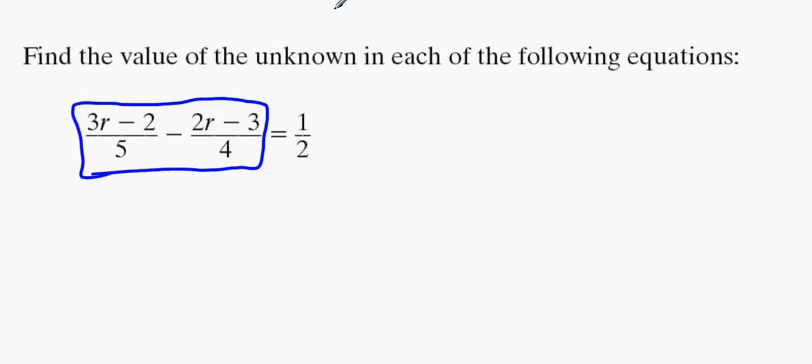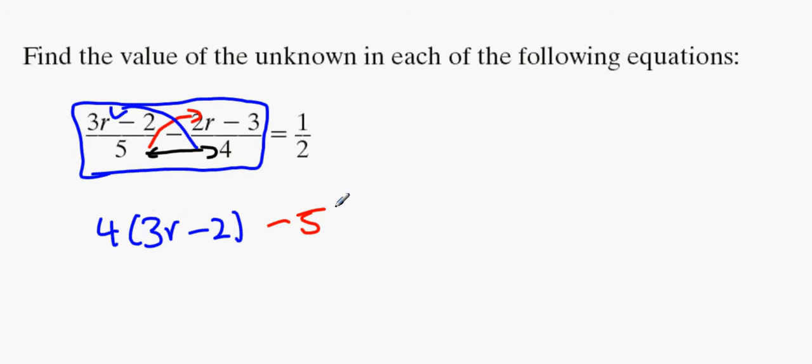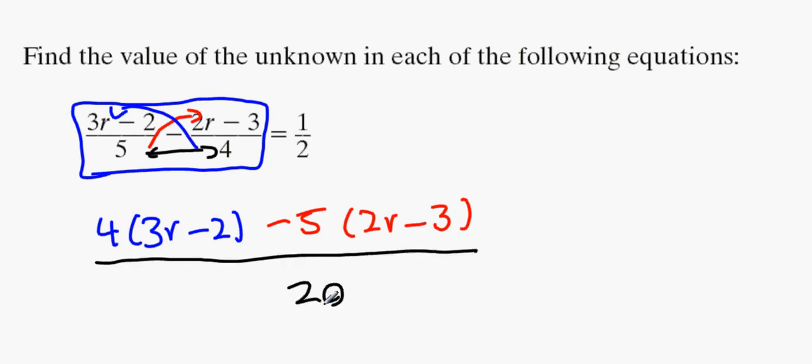And what we're going to get is, we're going to do 3 lines: 5 multiplied by 4, 5 multiplied by 2r minus 3, and 4 multiplied by 3r minus 2. So you're going to get 4 into 3r minus 2, minus 5 into 2r minus 3. The bottom is 5 multiplied by 4, which is 20, and that equals a half.